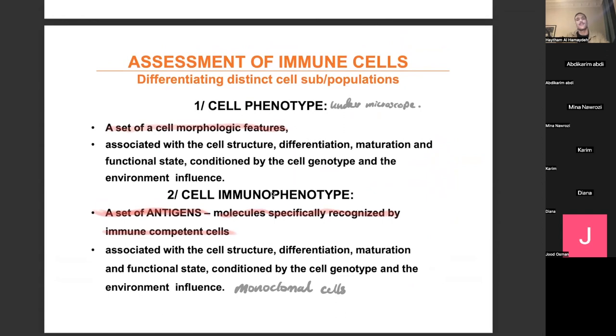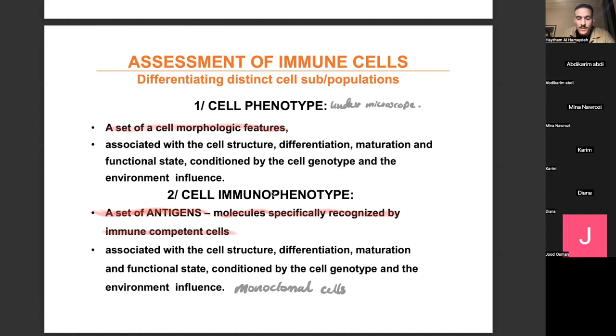Okay, so the first slide: we are differentiating the cells according to different things into subpopulations. So for example, all of the Kareems, we put them together, all of the Dianas, we put them together, all of the Abdis, we put them together, okay?